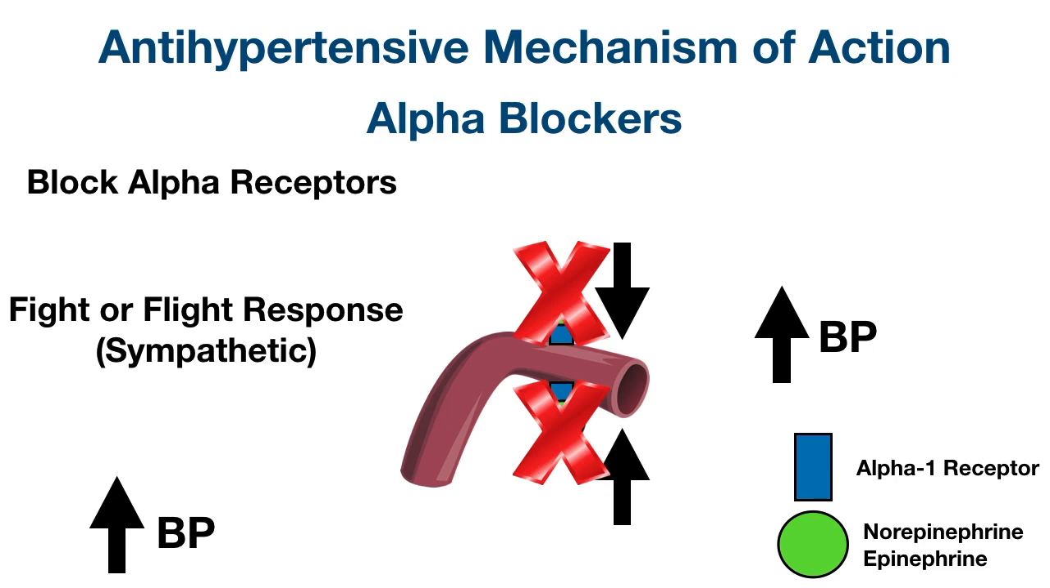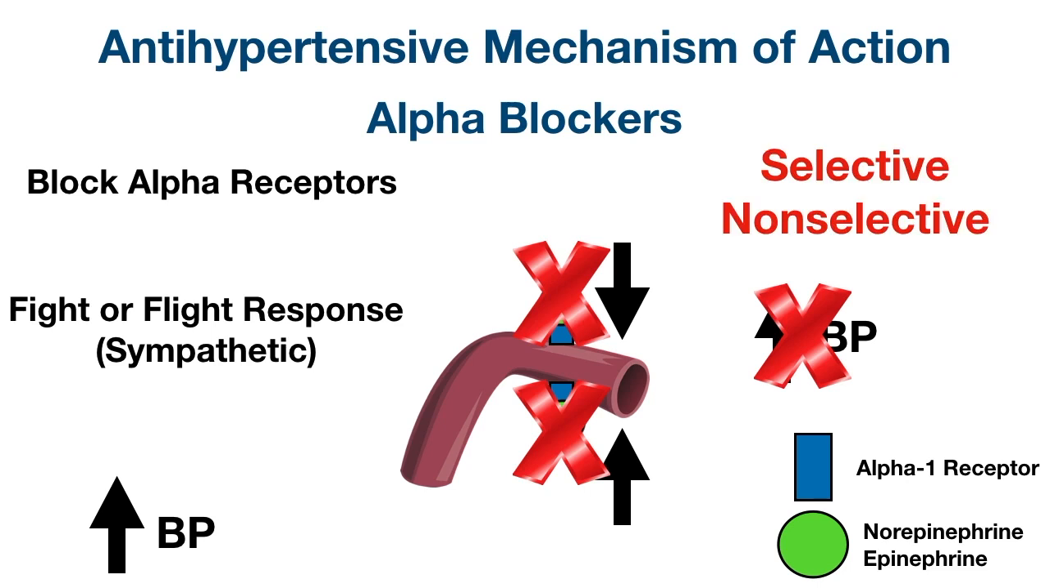If we block alpha-1 receptors on blood vessels using alpha blockers, then norepinephrine and epinephrine can't bind to the receptor. Vasoconstriction will decrease, and this will help to control high blood pressure as a result. There are different types of alpha blockers, including selective and non-selective, depending on if they bind to alpha-1 receptors, alpha-2 receptors, or both. This will be discussed more in the alpha antagonist video.